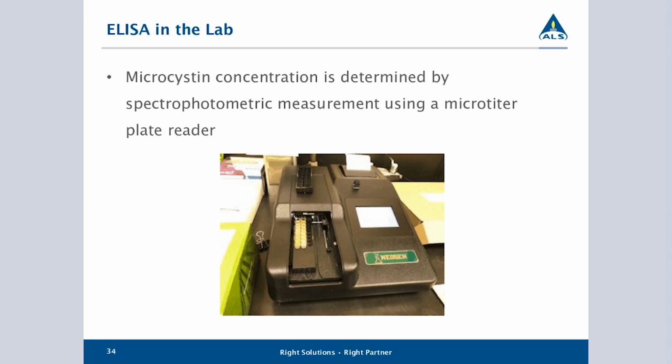Microcystin concentration is determined by spectrophotometric measurement using a microtiter plate reader. On screen, I have a picture of the microtiter plate readers that we use for microcystin analysis. And as you can see, there's a number of small test wells laid out in strips that are about to go into the plate reader for spectrophotometric analysis.